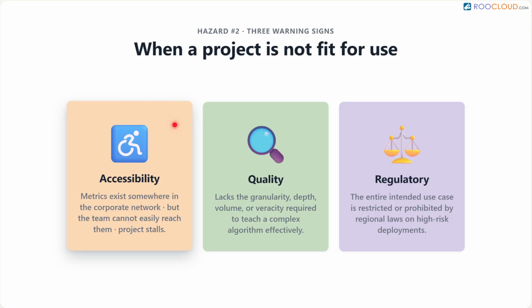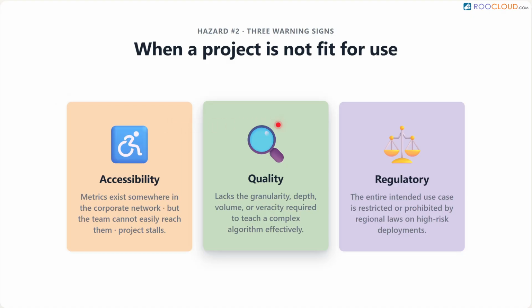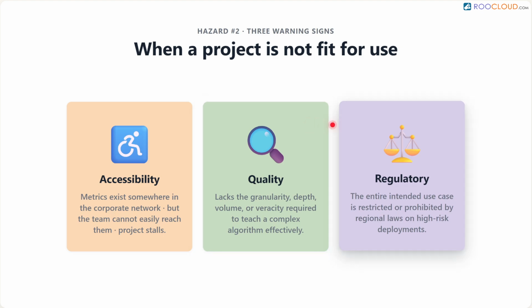The first warning sign is accessibility. The necessary metrics might exist somewhere inside the corporate network, but if the development team cannot easily reach them to train the model or feed the inference engine, the project will stall. The second warning sign relates to the quality of the details. The gathered material might lack the necessary granularity, depth, volume, or veracity required to teach a complex algorithm effectively. The third warning sign is regulatory. The entire intended use case might simply be restricted or prohibited by regional laws governing high-risk deployments.